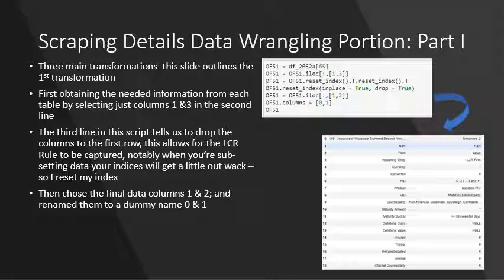I'm going to outline the first transformation here. I will go ahead and identify a table, select the first and third columns, reset my index, and drop the name of the LCR rule down into a row so that I wouldn't lose it. And then I gave dummy column names to the data frame so that I could continue my transformation. So this is kind of the first step.